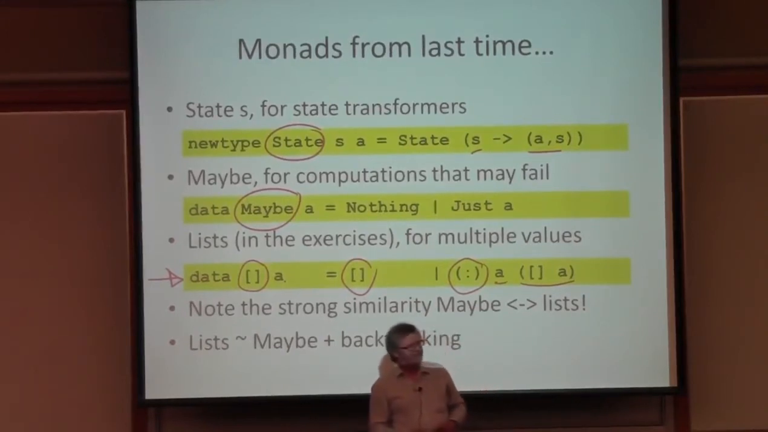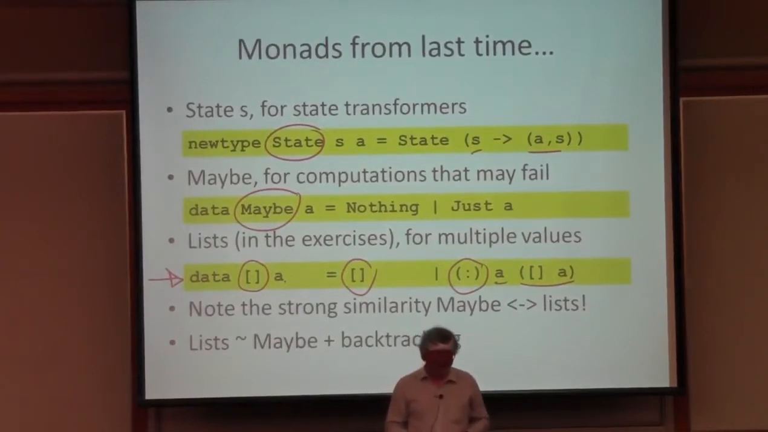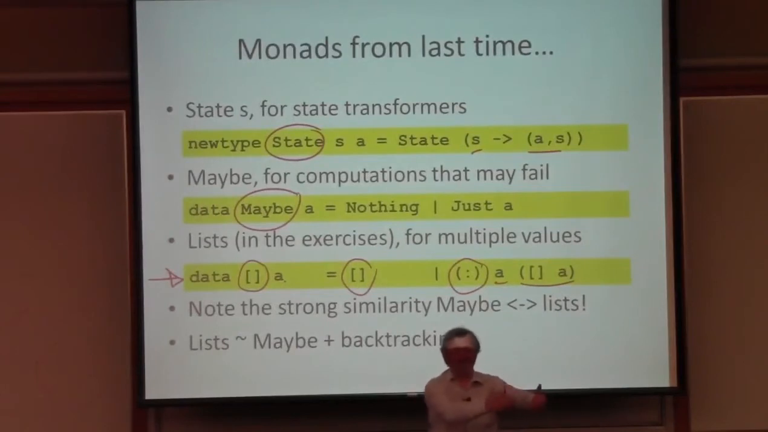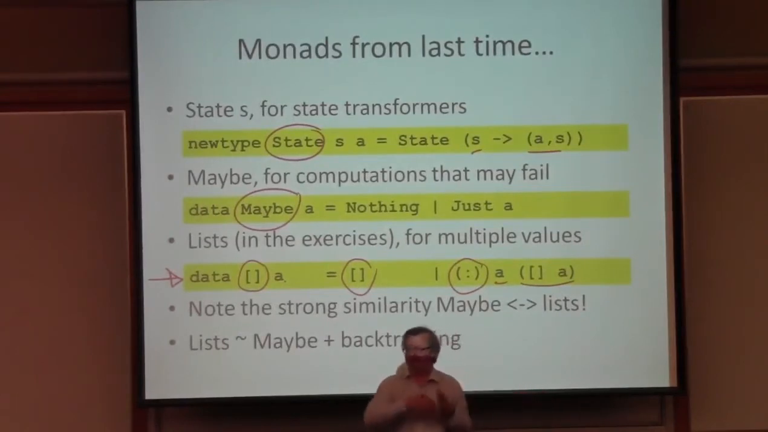Oh, I discovered yesterday that not everybody knows what backtracking is. Backtracking is an algorithmic technique that you can use in search algorithms where you try one alternative and if that doesn't work out, then you backtrack, you return to a previous state, and then you try a different alternative instead. And the list type in Haskell gives us a monad that is suitable for backtracking.